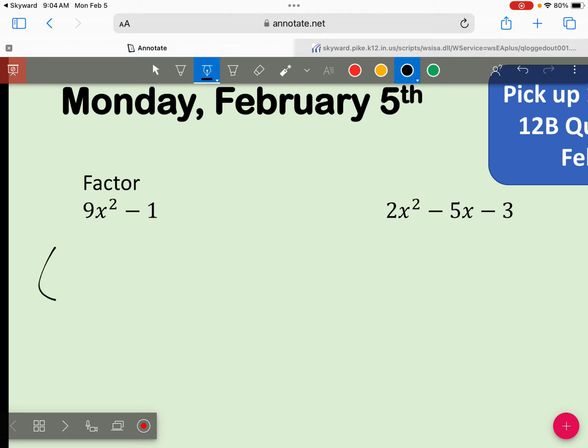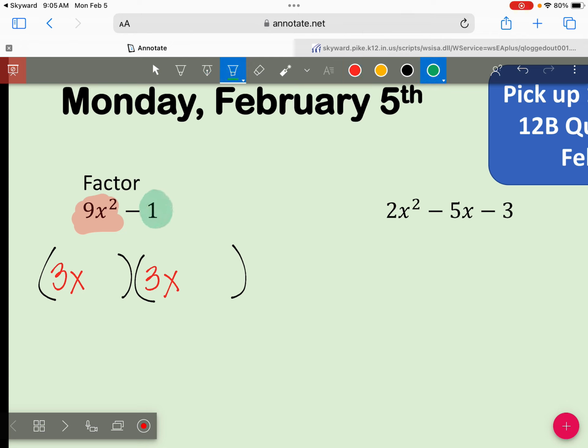You're going to go ahead and make your two parentheses. All right, what do we multiply to get this 9x squared? What'd you say, Juan? 3, yep, 3 times 3. So you're going to put a 3x in the front of both.